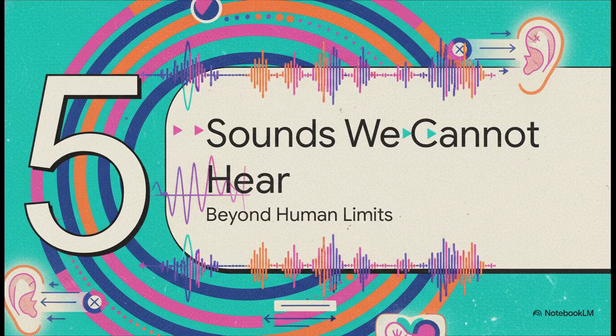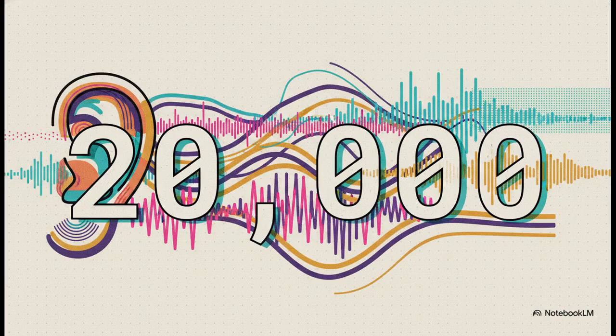Beyond human limits. So, what happens to the sounds that are simply too high or too low for us to detect? The absolute upper limit of a healthy human ear is 20,000 hertz. That means 20,000 wave cycles per second. And our baseline starts down at around 20 hertz. If a wave oscillates slower than 20 times a second or faster than 20,000 times a second, it is completely invisible to our ears. But let me tell you, there is so much more happening outside this narrow little window.